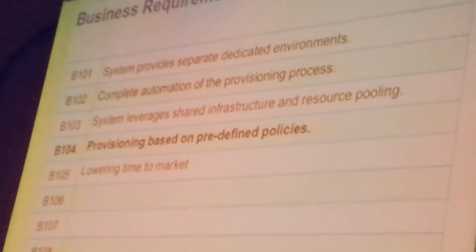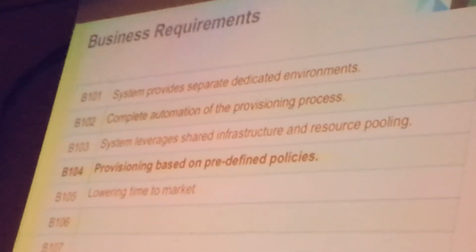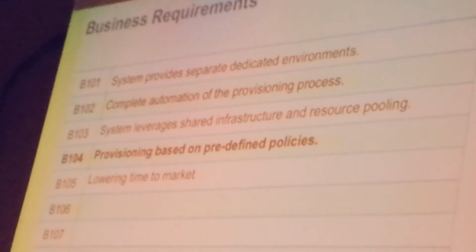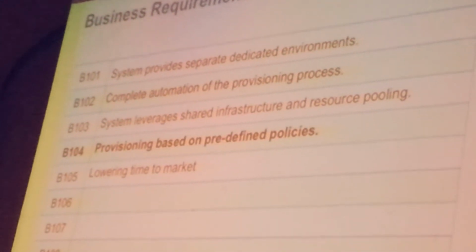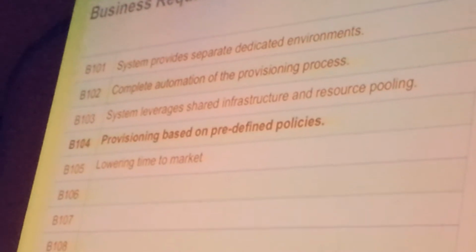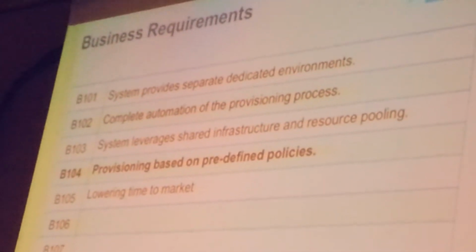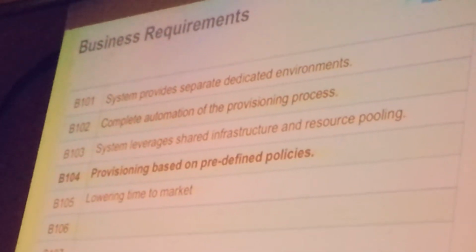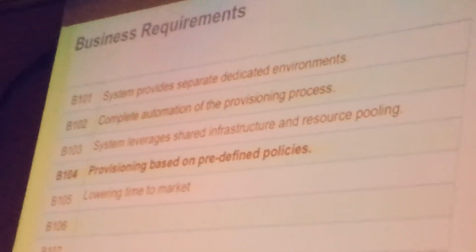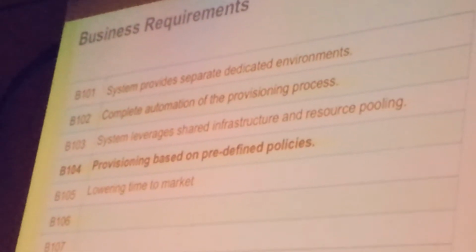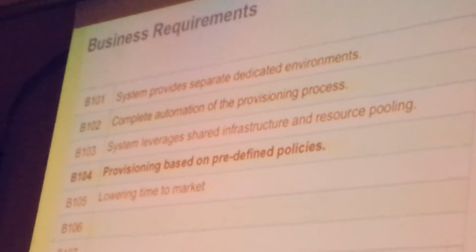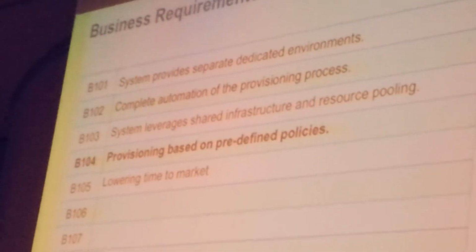Now, in this case that I already mentioned, I just pulled out a random one, which is B104, provisioning based on predefined policies, because it fits nicely with the software-defined data center theme. But that could, for instance, be a business requirement. Another one could be lowering the time to market, as I already mentioned, or increasing availability for our application. But make sure you document these, because this is typically what a customer signs off on.